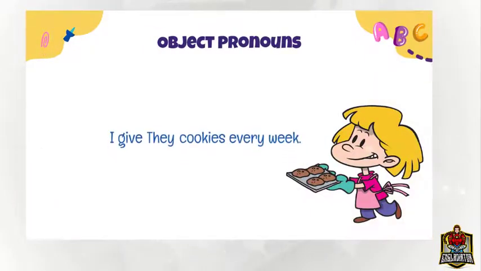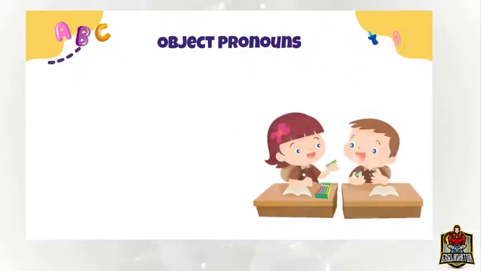Let's have an example. I give they cookies every week. What's wrong with this sentence? Correct. The word they is in the object place, so it must be replaced by an object pronoun, which is them. In this sentence, the subject I is the doer of the giving action, and them is the noun receiving the giving action, so it's the object. That's why we use them instead of they.